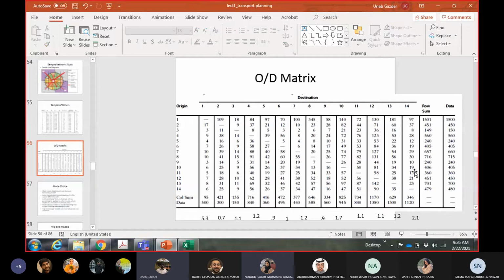I think there's something missing. Yeah, one is missing. Which one is missing? Should be 14, right? The last factor is 3.2, Doctor. Yeah. So this 2.1 is for zone 13. And then zone 14 is 3.2.